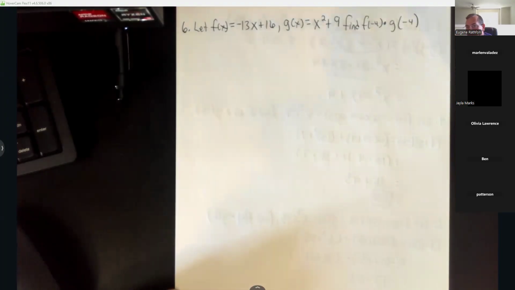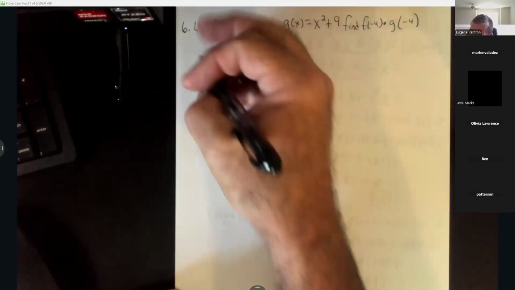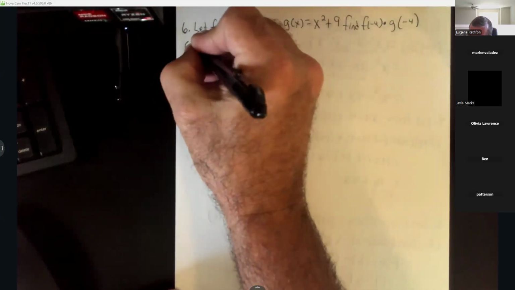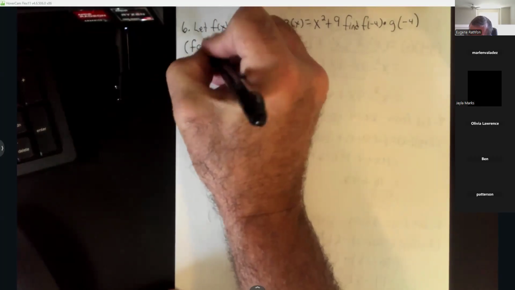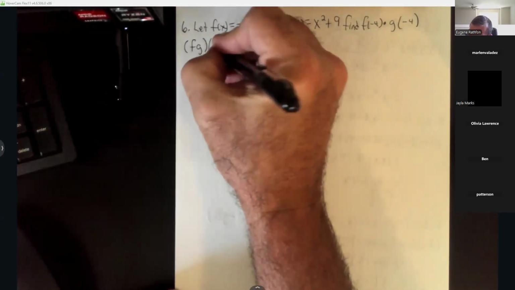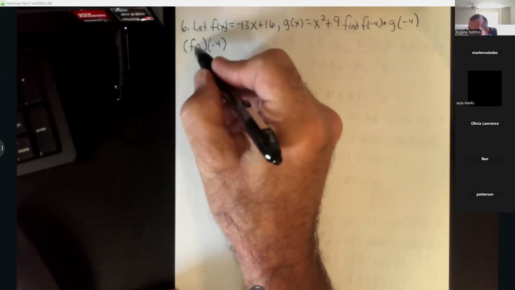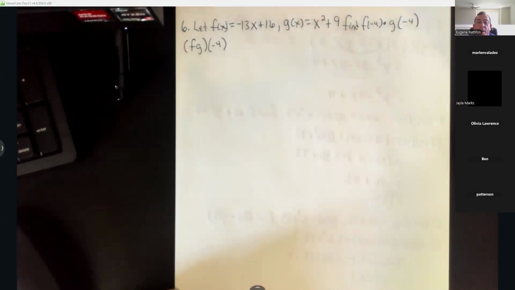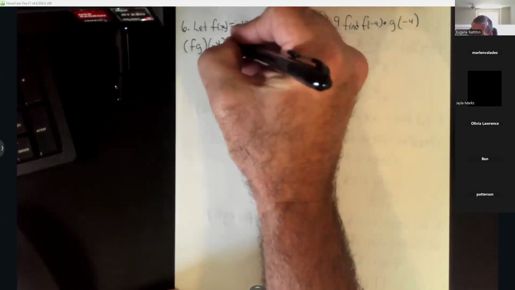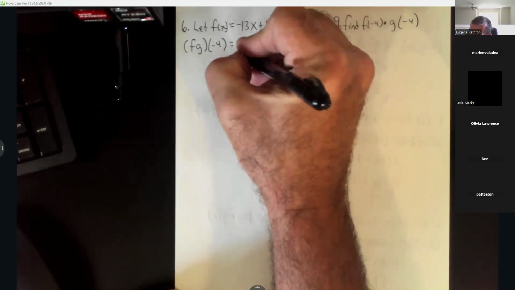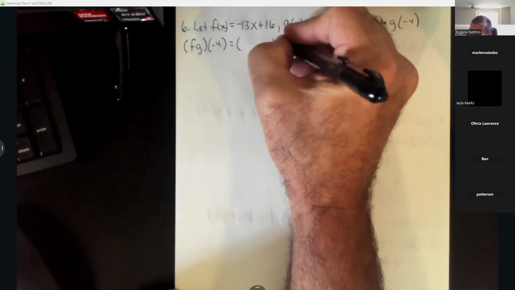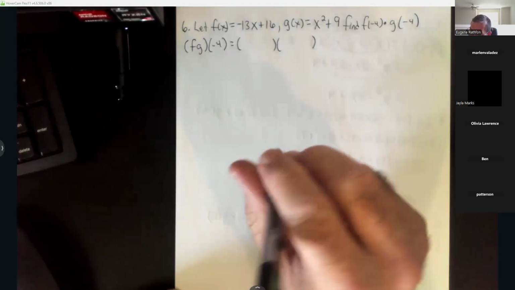So now it looks like they're trying to go through all the operations, right? They did the adding, subtracting. Now they want us to do multiplying. So since they got the same number, I could write this as f times g of a negative 4. Or you could even put the multiply dot in there, either way. So that's going to equal my f times my g.